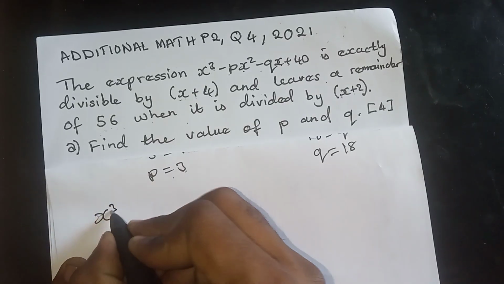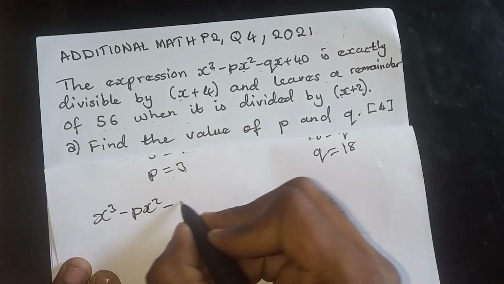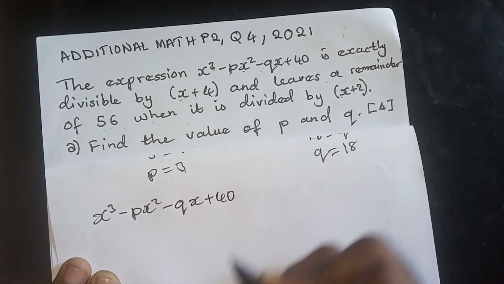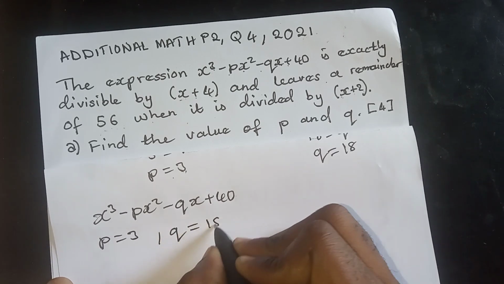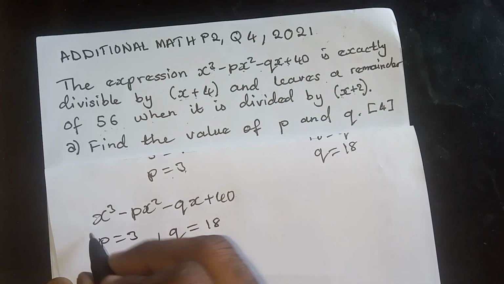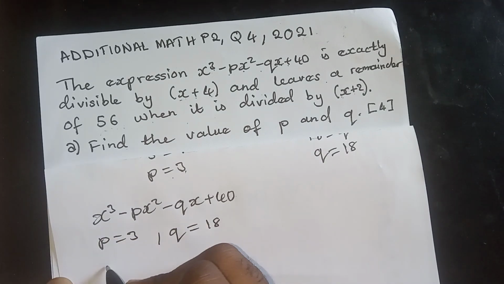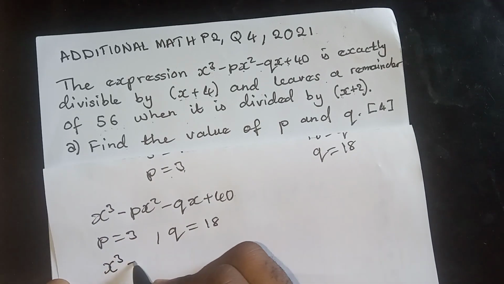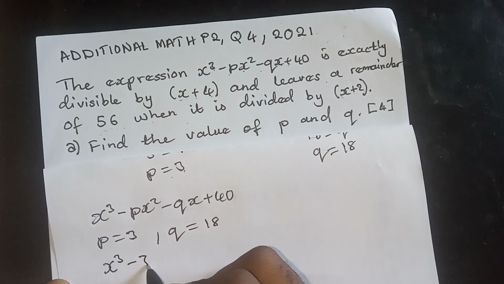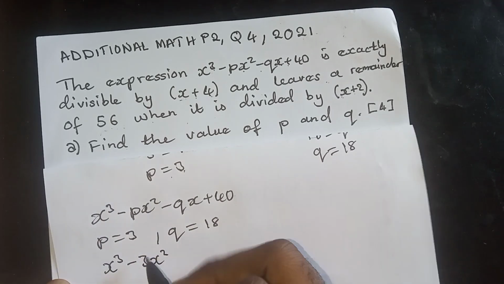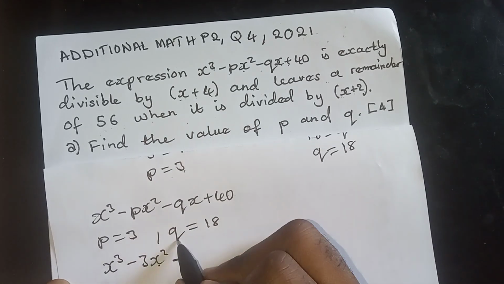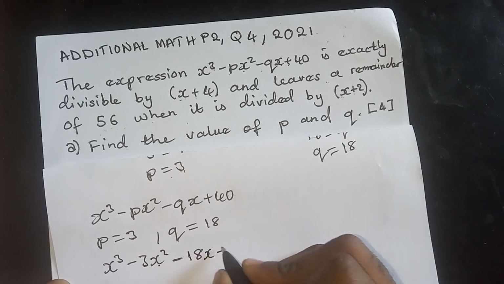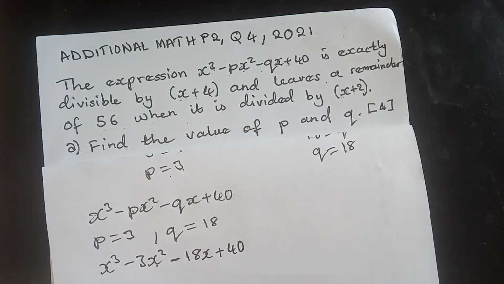We have x cubed minus px squared minus qx plus 40. And then we know that p is equal to 3, q is equal to 18. So our expression is x cubed minus, instead of putting a p there, we know that p is 3, so you can write x cubed minus 3x squared, and instead of having a q, we can have 18x plus 40. So this is the actual thing.